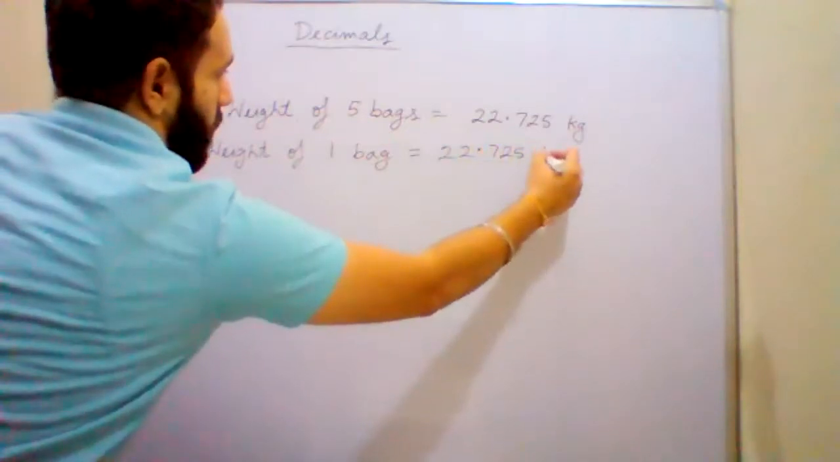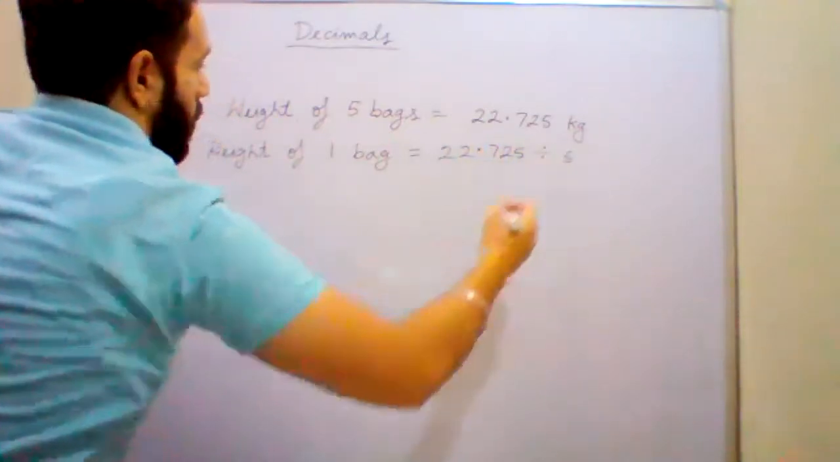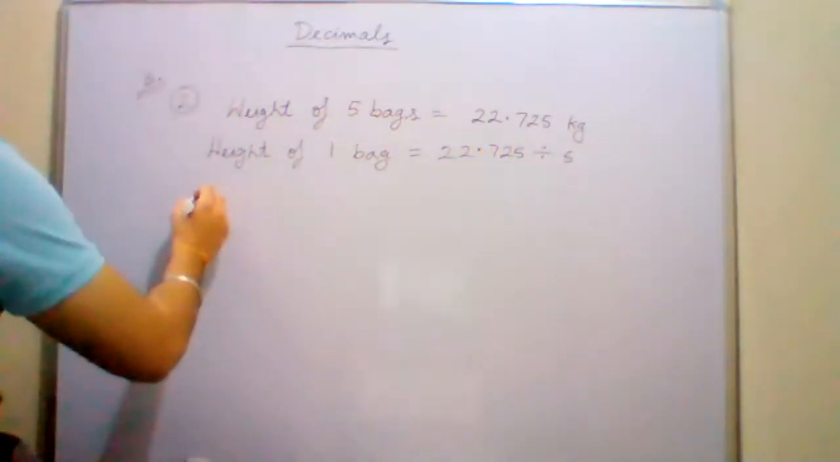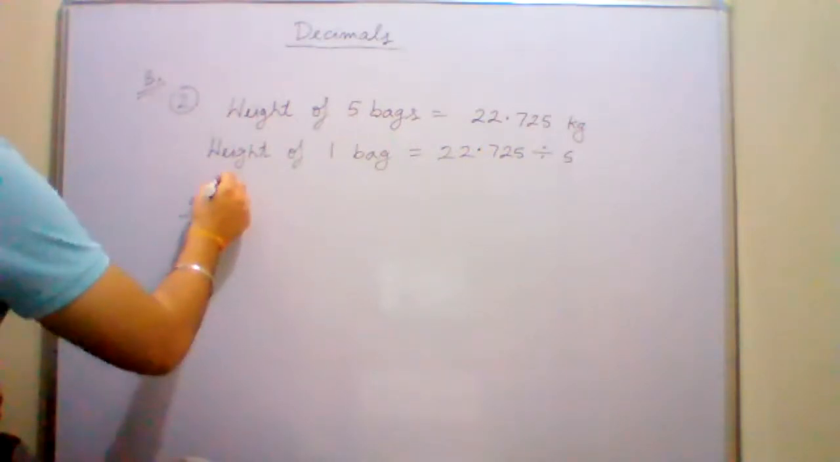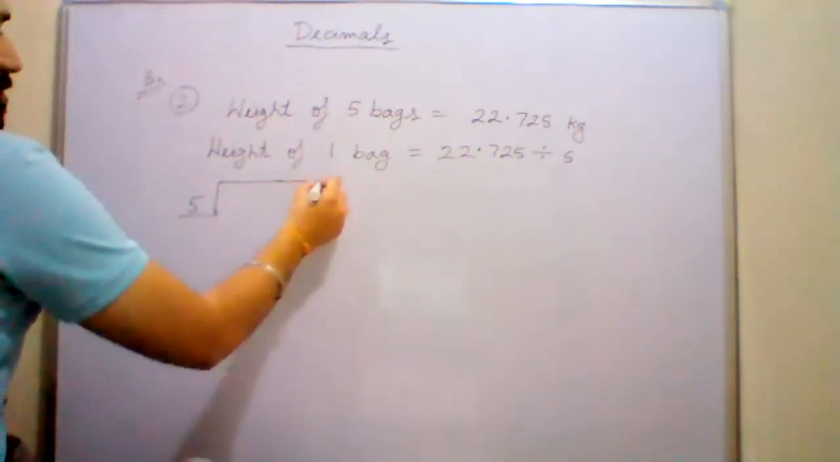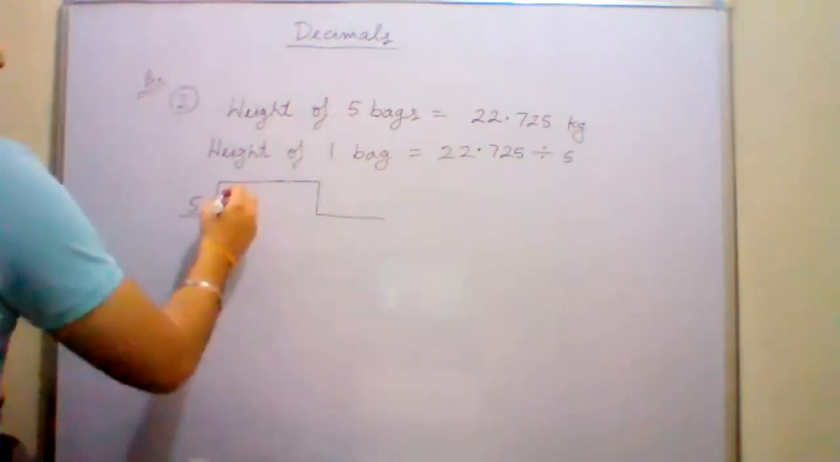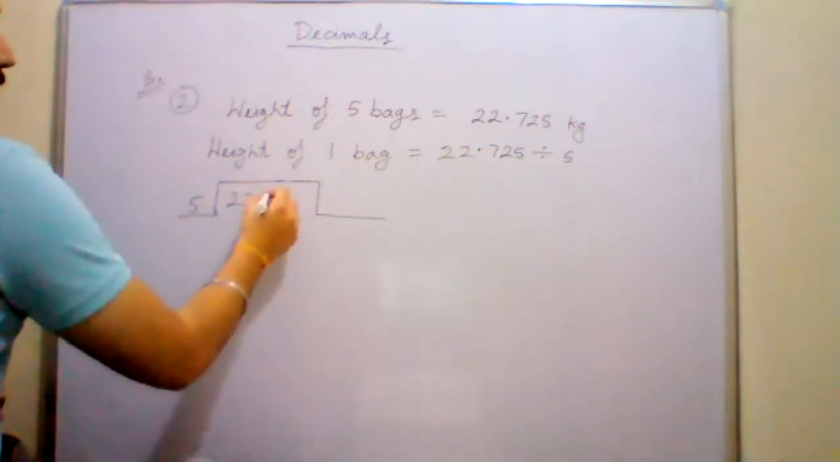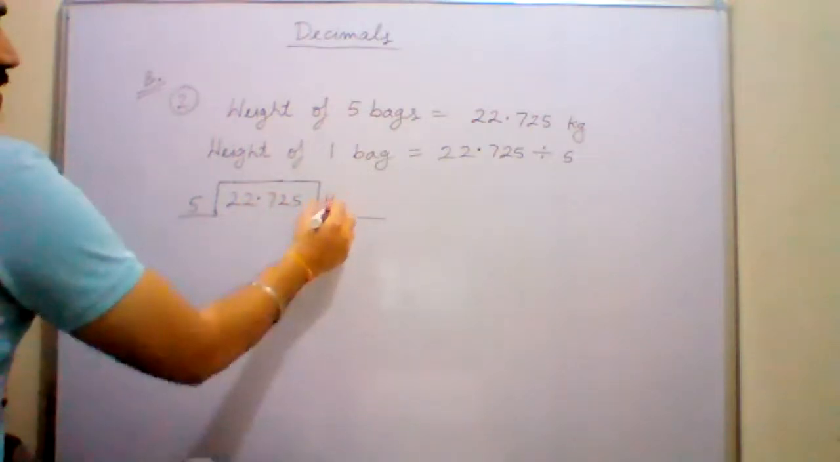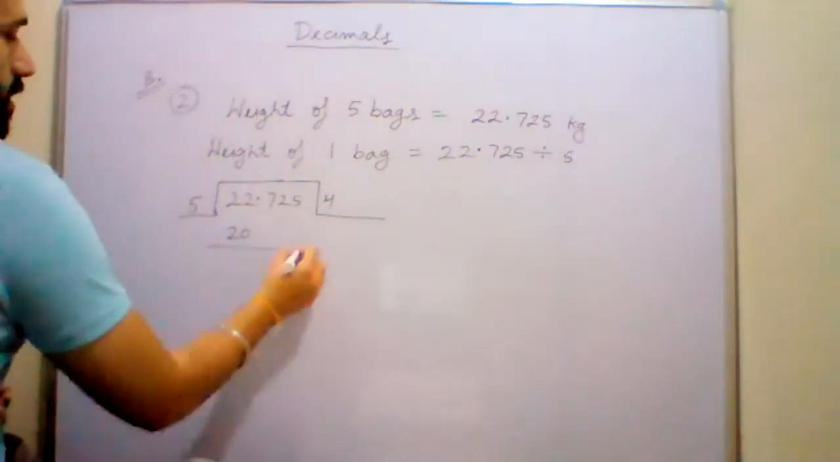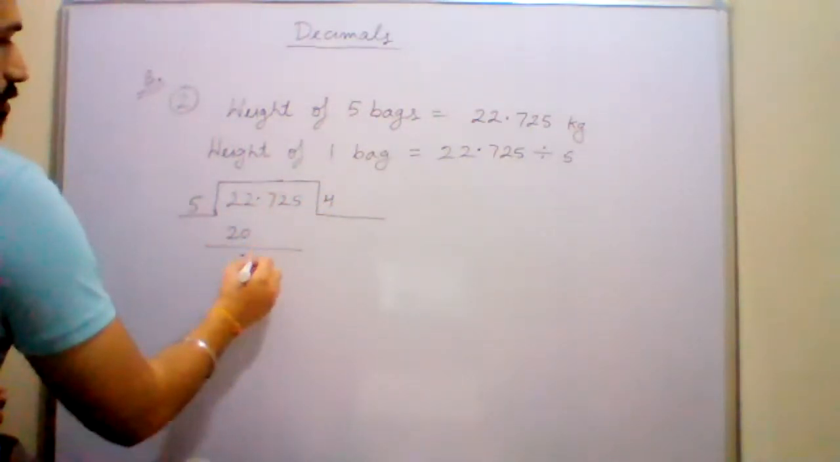22.725 divided by 5. You all know how to divide. Now you have studied the division of decimal numbers. So here I am doing the division. 22.725. So 4, 20, remainder is 2.